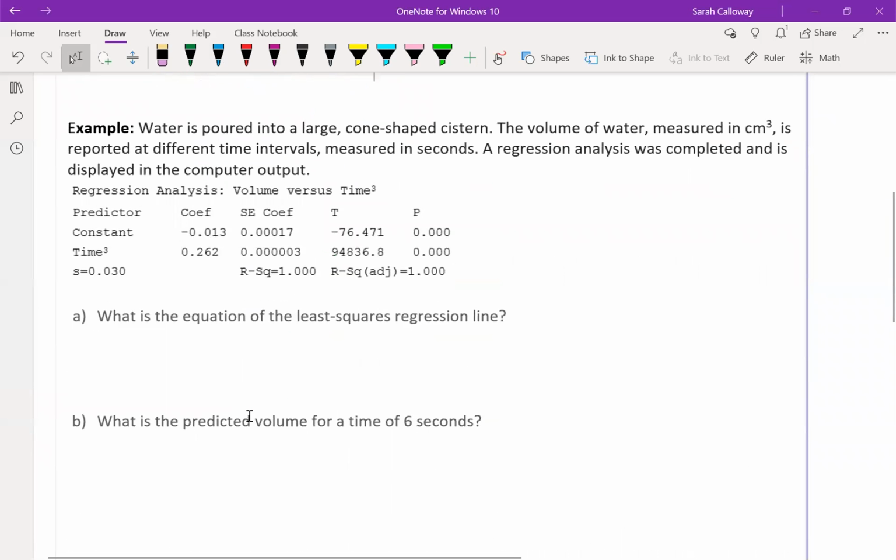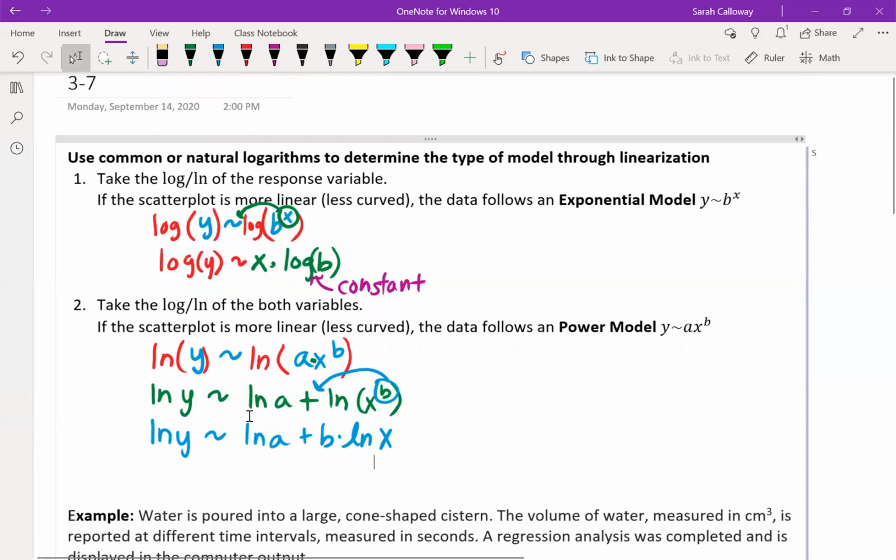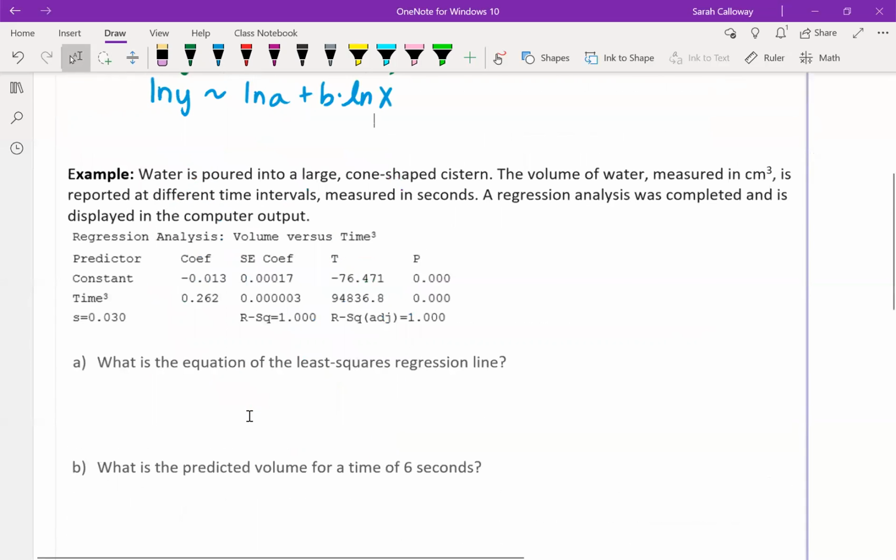Then they will give you problems. First you'll see problems with scatter plots where you have to know, based on what they did, what type of model it is. You need to know that if there's only the ln of y or log of y, it's exponential. If there's ln or log of both x and y, that's when it's a power. So we'll ask you for that.